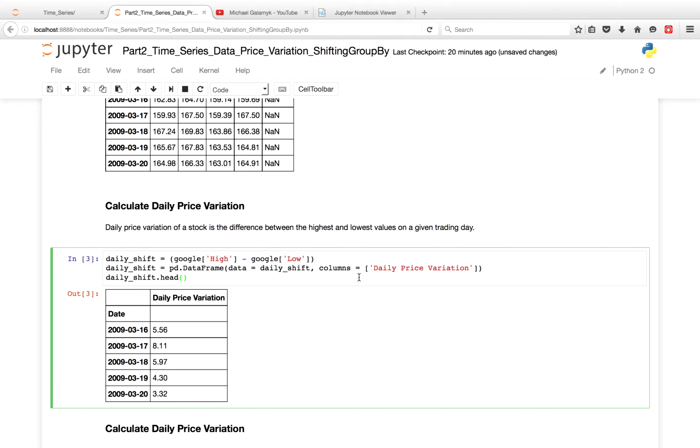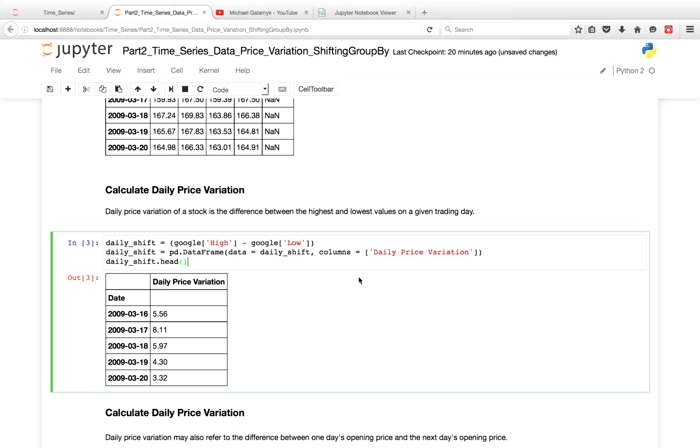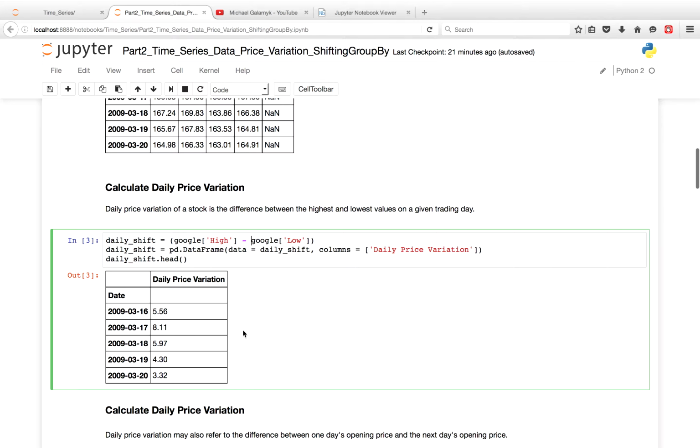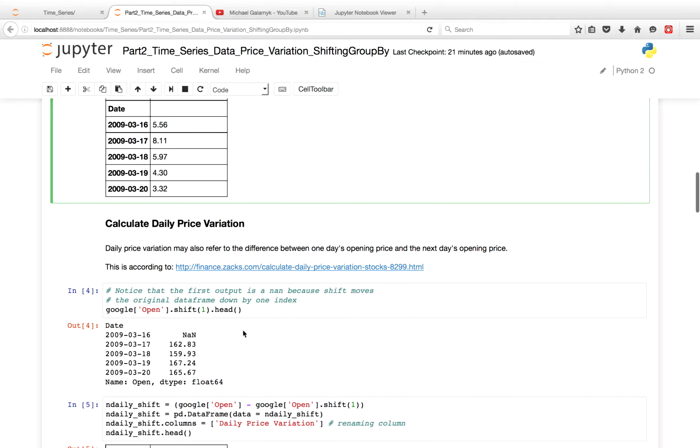Next, in this tutorial, we're going to find daily price variation. I have a link, and I'll put it in the description, on how you find daily price variation. Essentially, it's taking the high price, for us the high column in our Google data frame, minus the low price. That's pretty simple, and Pandas makes it very easy to find the difference. However, some sources say that you want to find the daily price variation by finding one day's opening price and then finding the difference between that day and the next day.